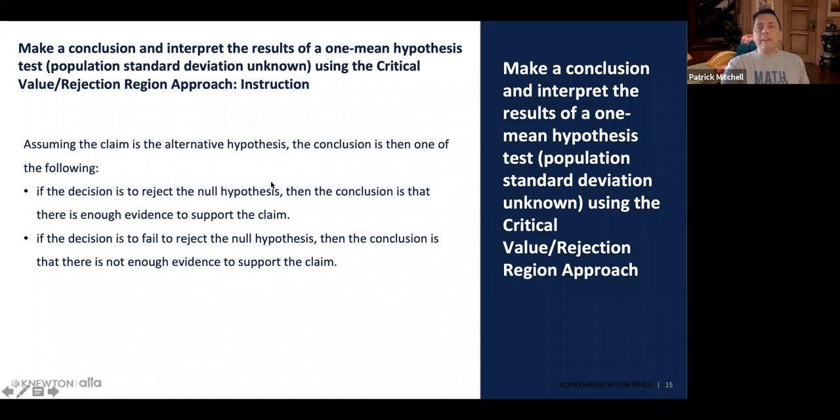However, if the claim is the alternative hypothesis, then the conclusion is going to be either you reject the null hypothesis, in which case there is enough evidence to support the claim. And if you're failing to reject the null hypothesis, the conclusion is that there is not enough evidence to support the claim.